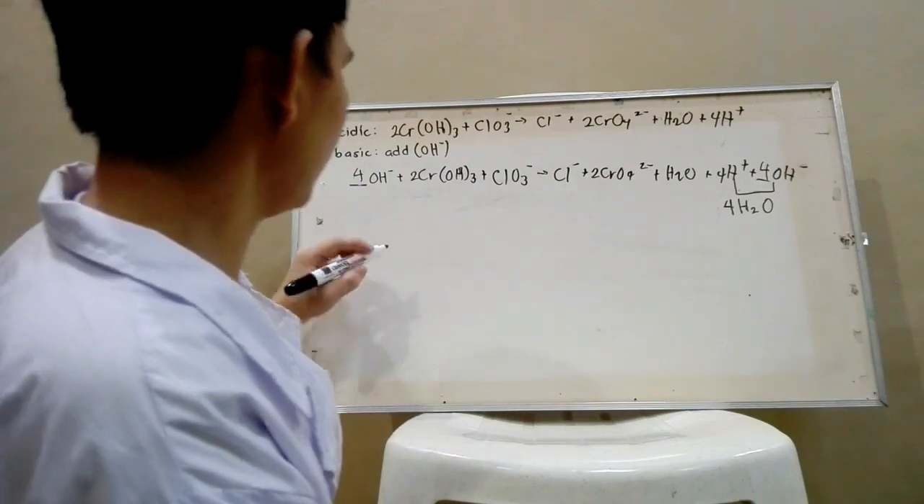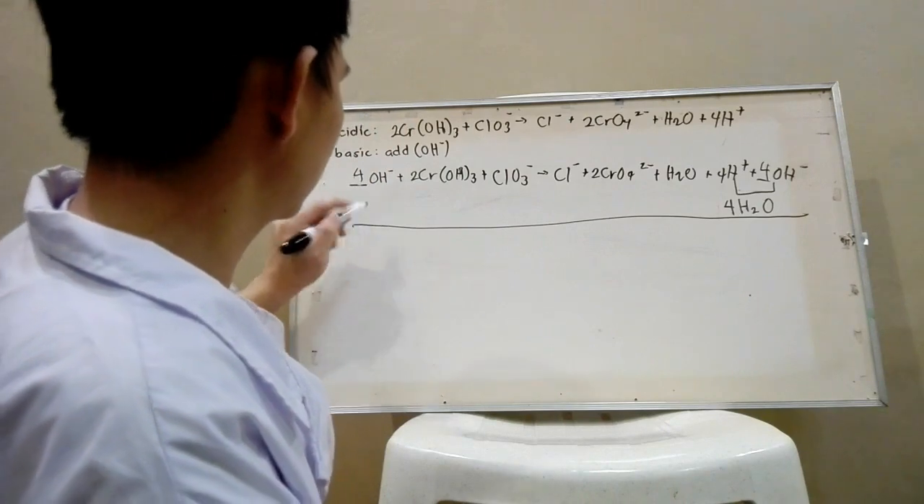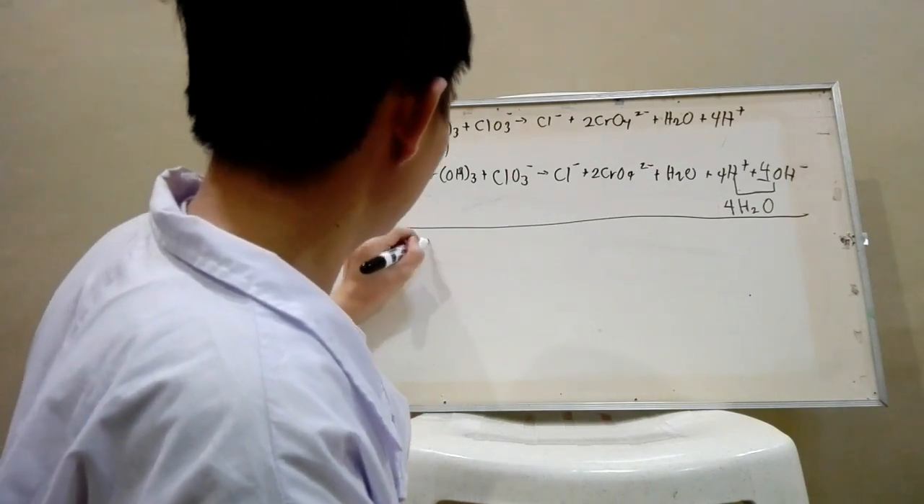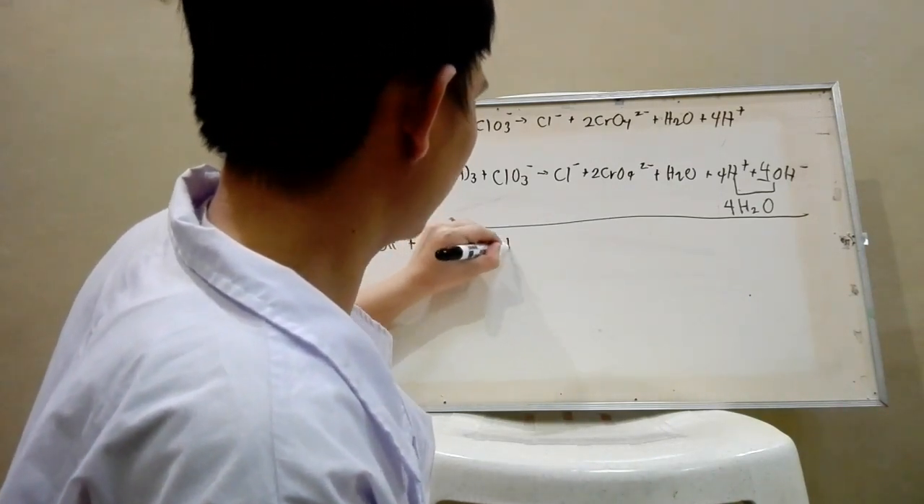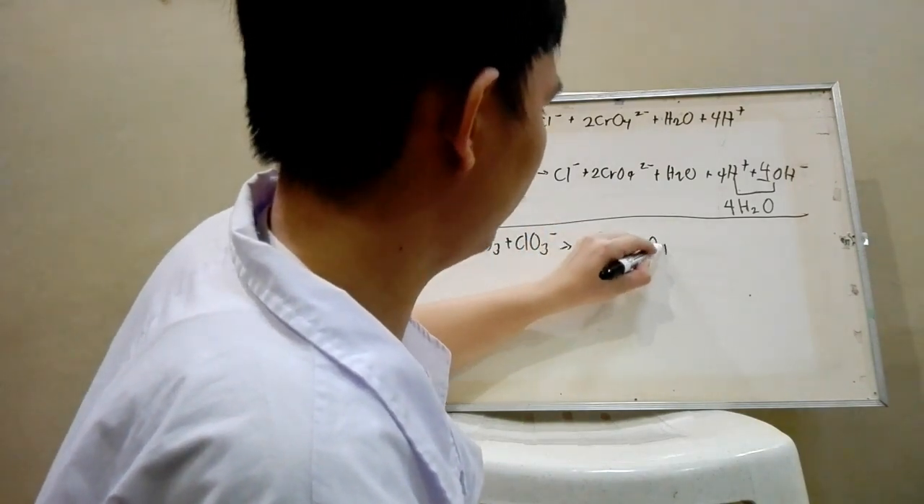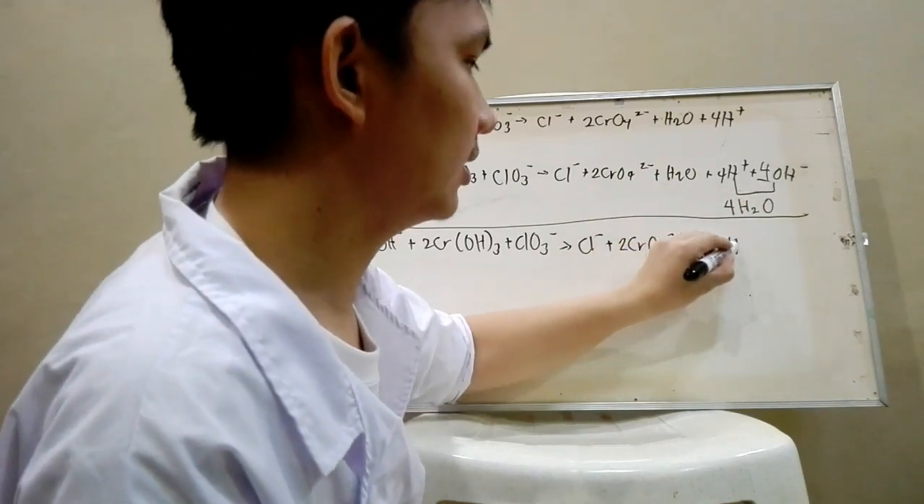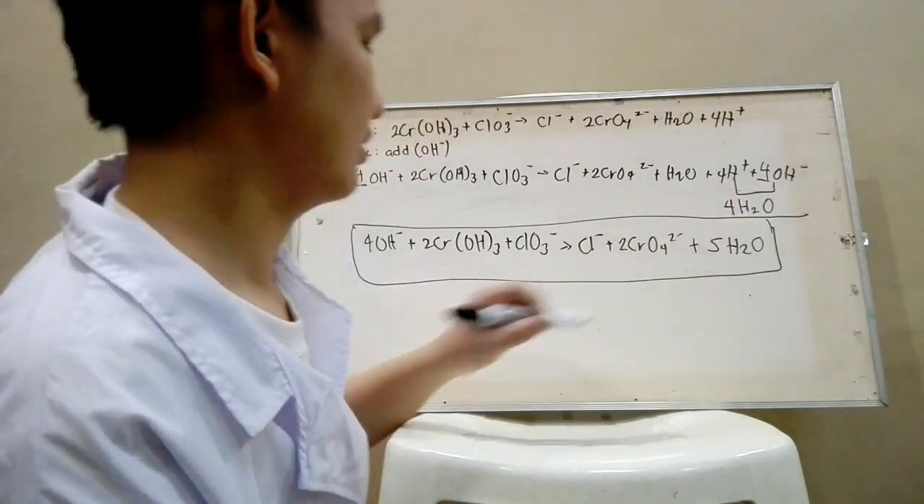So we're going to rewrite the equation because this will result into 4H2O. So our new equation will be this equation. 4 negative. So we have the same base here, so we can add. So 5H2O. So this is our basic redox reaction.